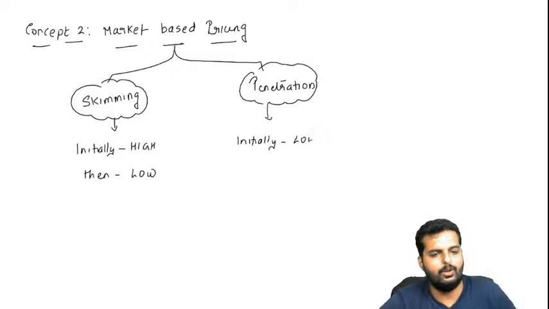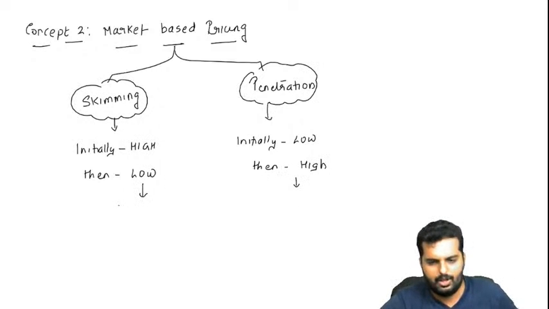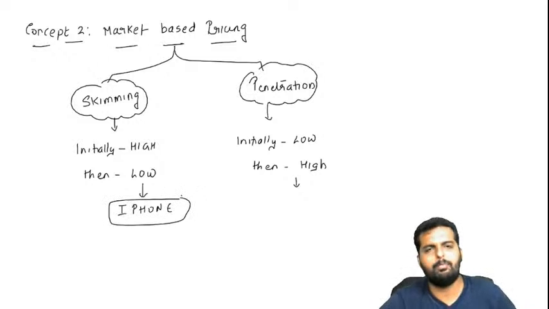Initially, we will go very low, and then subsequently we will slowly start increasing the pricing. Can you tell me an example of price skimming? Have you bought an iPhone? That is a classic example of price skimming.